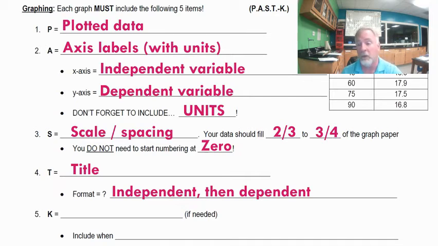List my independent variable and then my dependent variable. Time impacts mass. Okay. And finally, K for key. What do I mean by key?